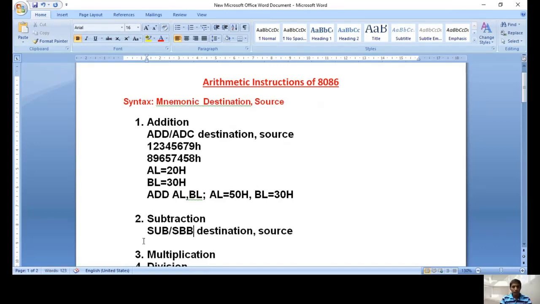So SUB is normal subtraction of 8-bit source or 16-bit source with 8-bit destination or 16-bit destination. Subtraction instruction is enough. If you write SBB, subtraction through borrow, so if more than 2 bytes are present in n number of bytes of one number with n number of bytes of other number, then subtraction through borrow, SBB, is useful.